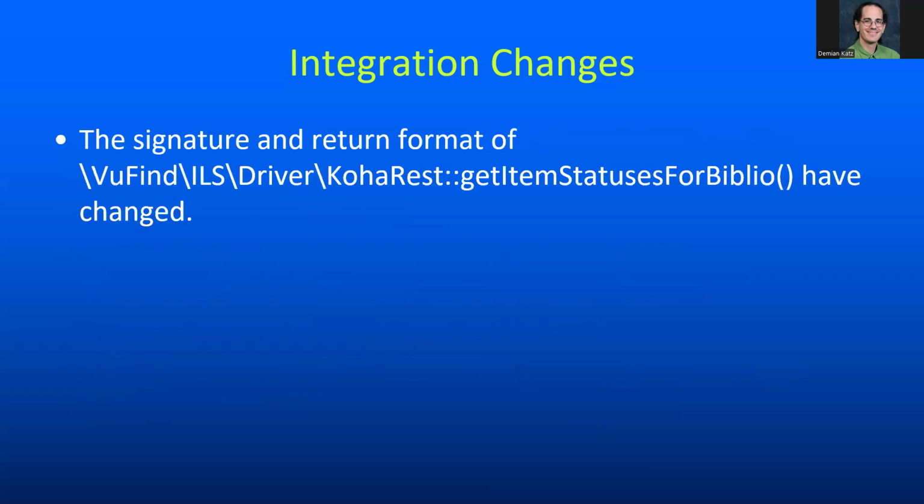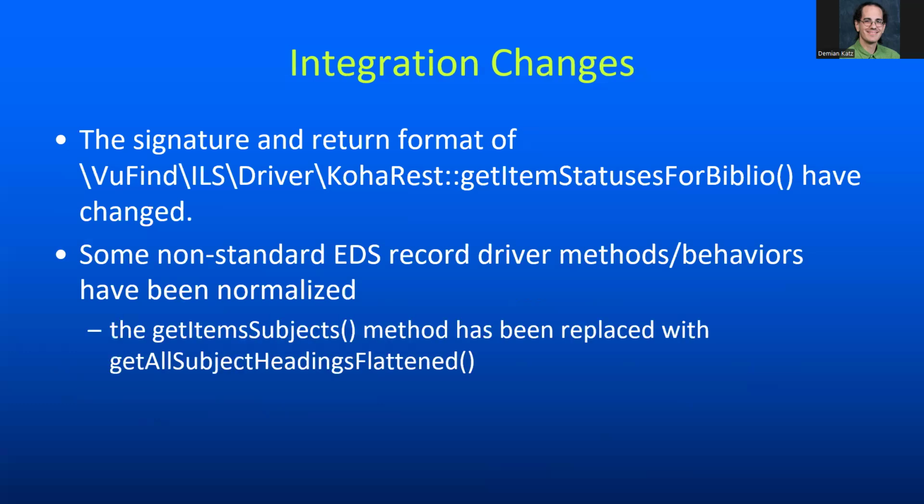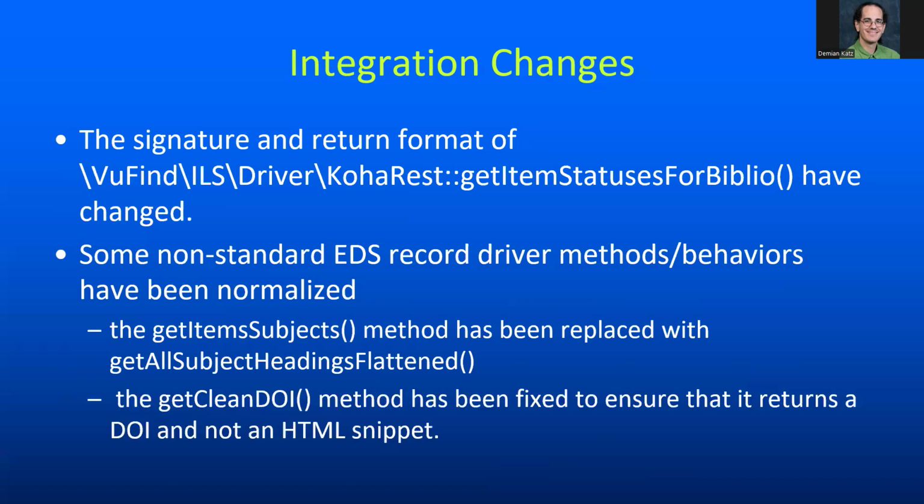Other integration changes: the Koha REST ILS driver's get item statuses for Biblio, signature, and return format have changed. So if you've customized that, take a look. Some EDS record driver methods that were behaving in weird ways have been normalized. Specifically, the get item subjects method has been replaced with get all subject headings flattened so that it matches the naming of other drivers. And the get clean DOI method was returning HTML in some cases, and it has been fixed to really return a DOI.